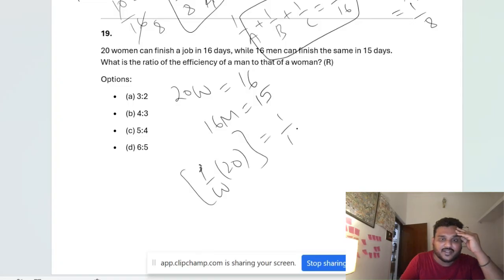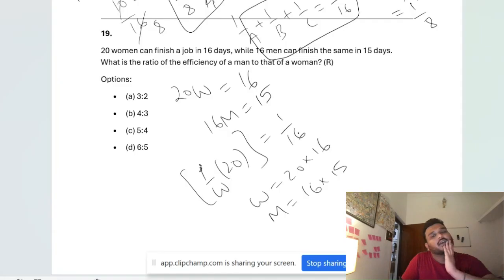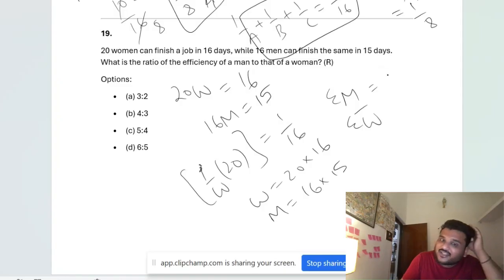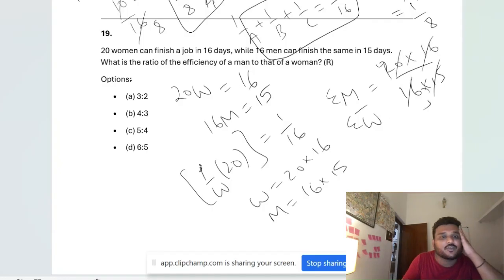So can I write it like this again? So W will be 20 into 16. Similarly, with that logic, men will be 16 into 15. So this is the number of days. W is the total number of days that they take, where 1 by W is the work done in 1 day. So the ratio of efficiency of a man to a woman should be inversely proportional to the ratio of number of days that they take. So 16 by 15 will come in denominator and this will come in numerator. So 4 by 3. Of course, there will be 3 by 4 also in the options to confuse us. So 4 by 3 is the right answer.